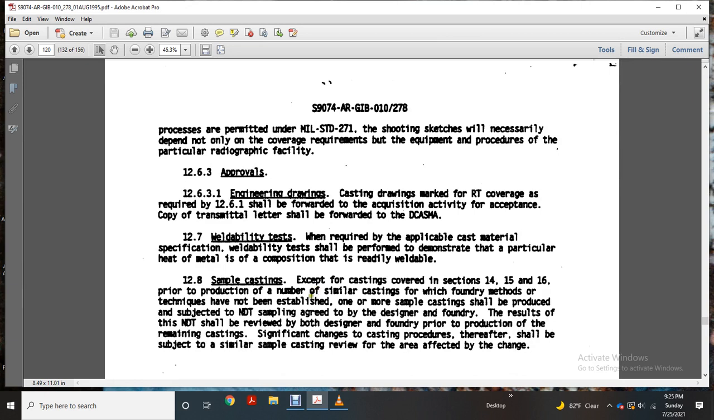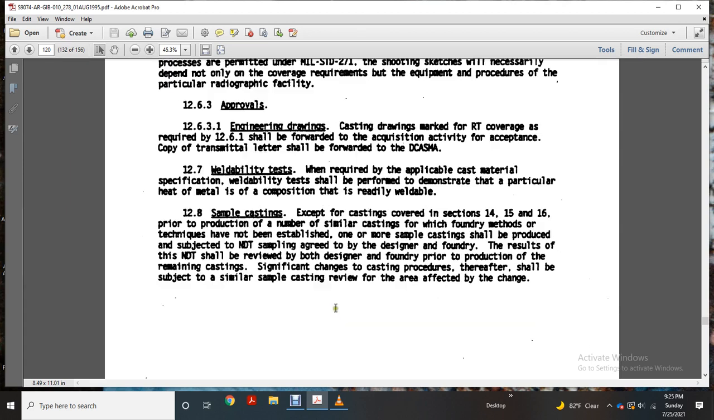Weldability test required with the applicable cast material specification. Weld tests should be performed to demonstrate that a particular heat of the metal composition is readily weldable. Sample casting: sample casting covered in Sections 14, 15, 16, prior to the production of a number of similar castings where foundry method techniques have not been established, one or more sample castings shall be prepared for the subject of the non-destructive test. Sampling is seen by the designer and foundry. The result of the non-destructive test shall be reviewed by both the designer and foundry prior to production.